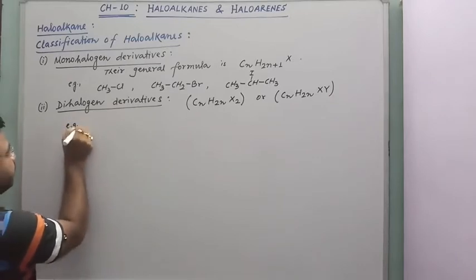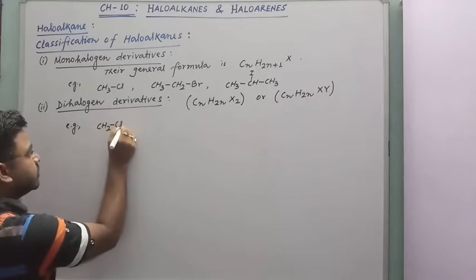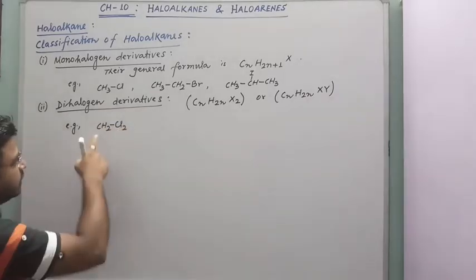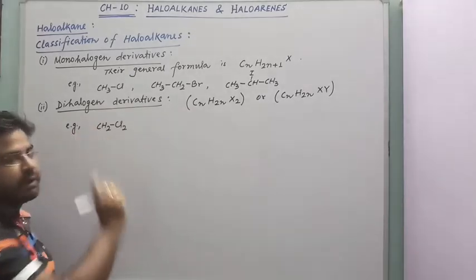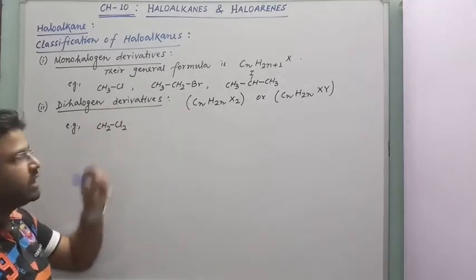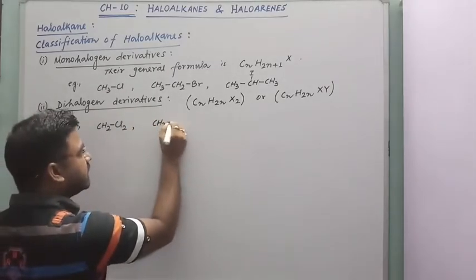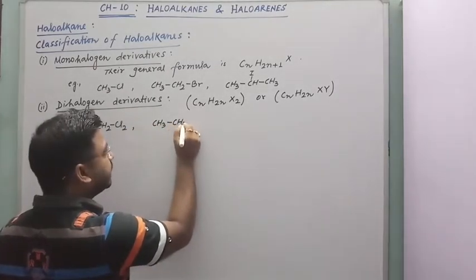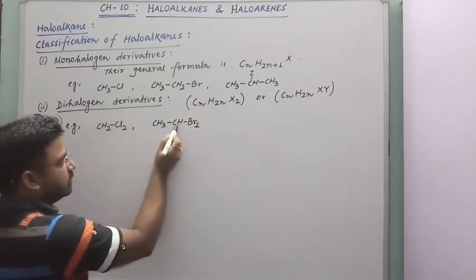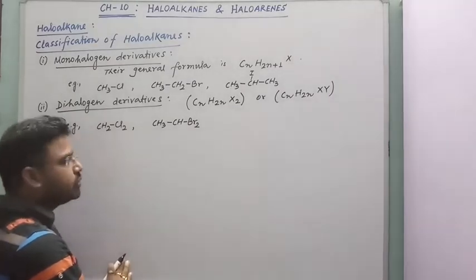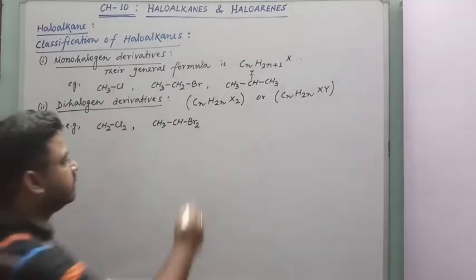Example, say CH2Cl2. Methane has 4 hydrogens, so 2 hydrogens are replaced by 2 halogens, so it is dichloromethane. Say CH3CHBr2, so here 2 hydrogens are replaced by 2 bromine, so this is dibromoethane.